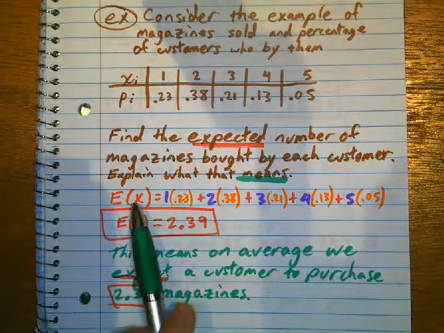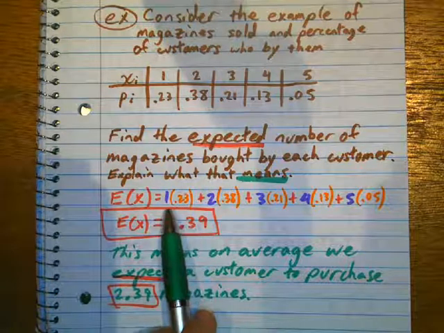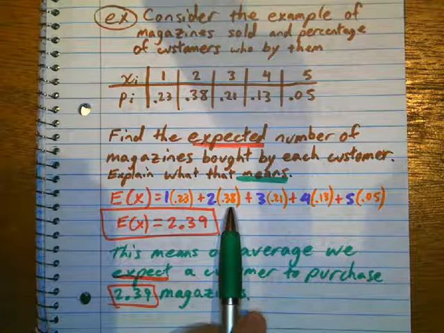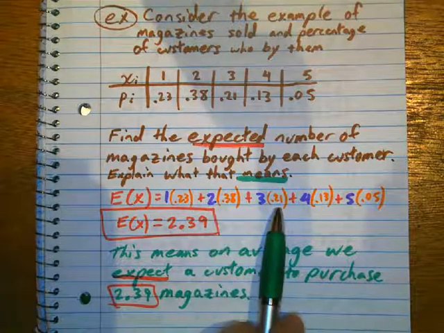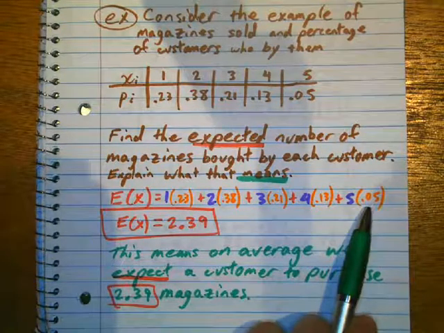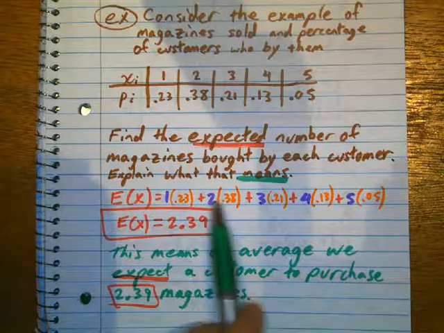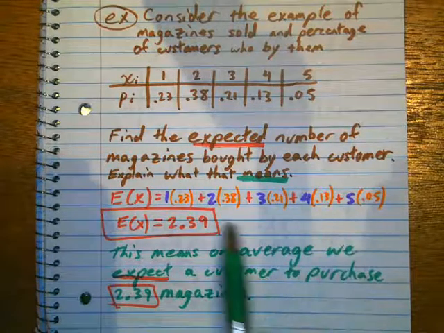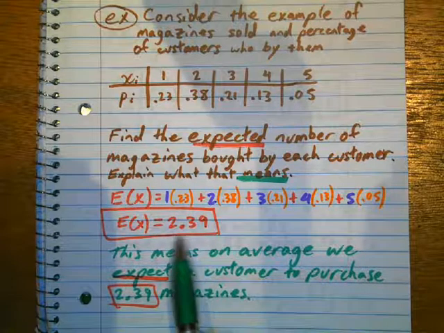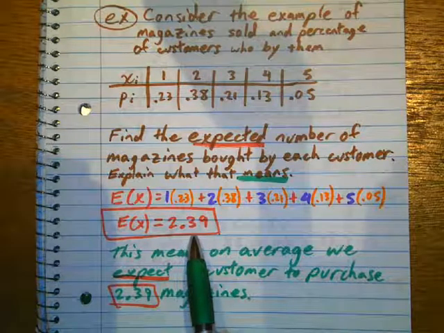So we expect 23% to buy 1 magazine, 38% to buy 2, 21% to buy 3, 13% to buy 4, and 5% to buy 5. So if we multiply these together, add them all together, we're going to get an expected value of 2.39. So what does this mean?